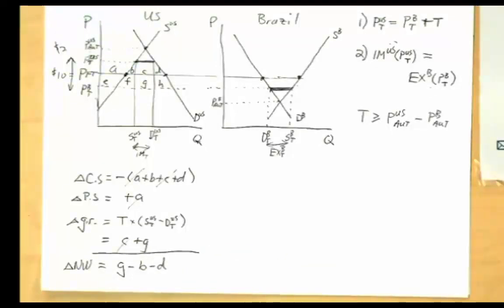Now, this is a little bit different than the small country case because we've got the inclusion of this area G, which didn't exist in the small country case. And what's more, G is a positive area. It's adding to the national welfare in total.